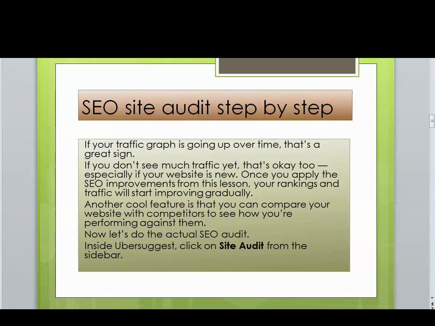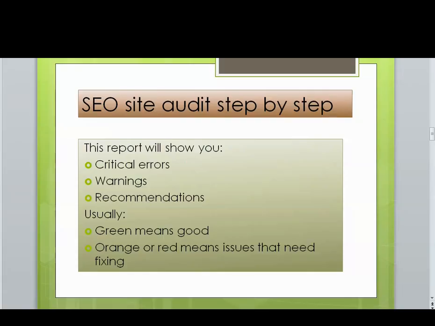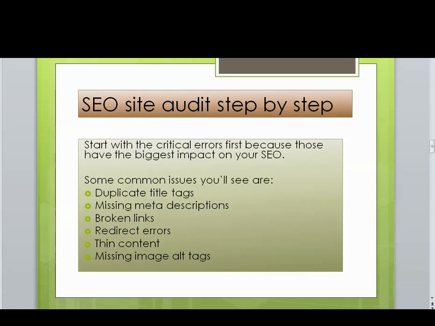Now let's do the actual SEO audit. Inside Ubersuggest, click on Site Audit from the sidebar. This report will show you critical errors, warnings, and recommendations. Usually, green means good. Orange or red means issues that need fixing. Start with the critical errors first because those have the biggest impact on your SEO. Some common issues you'll see are duplicate title tags, missing meta descriptions, broken links, redirect errors, thin content, missing image alt tags.